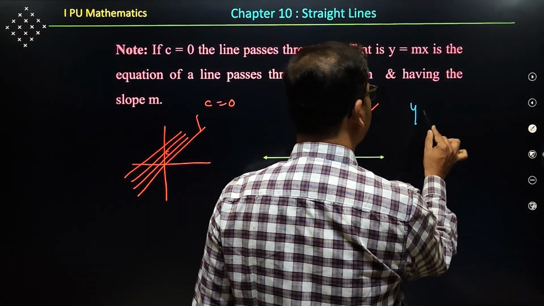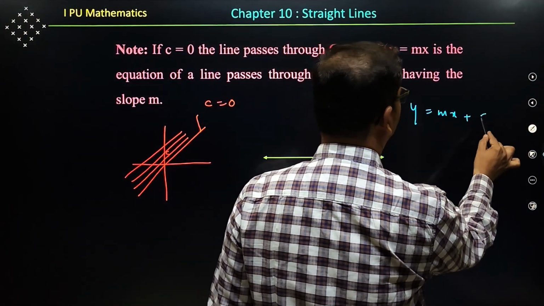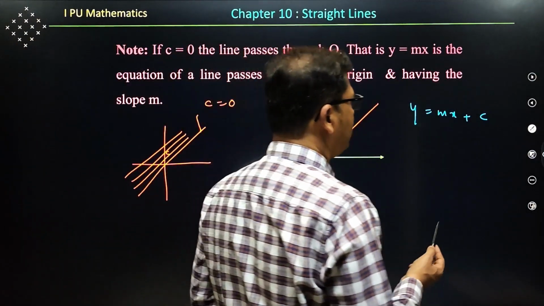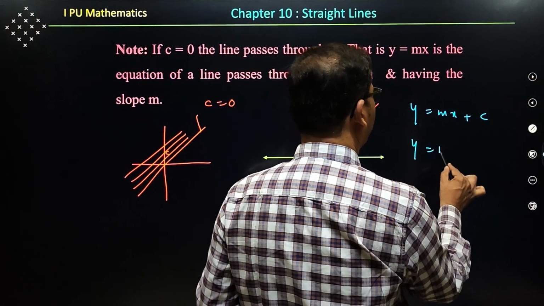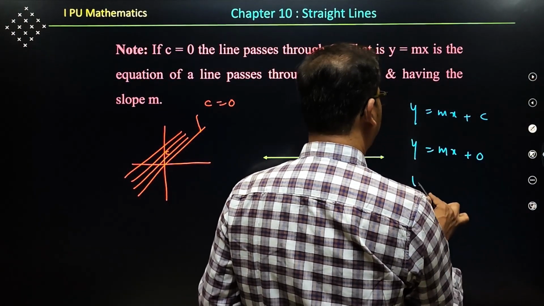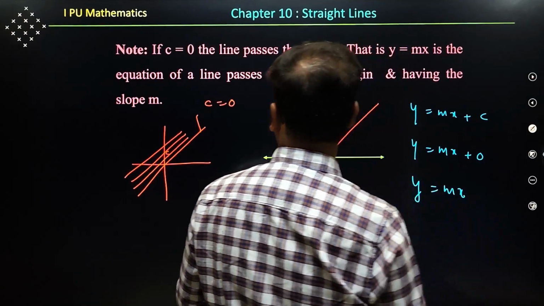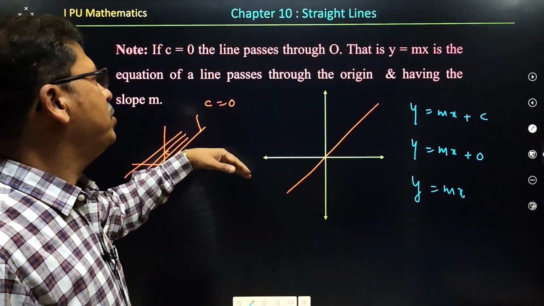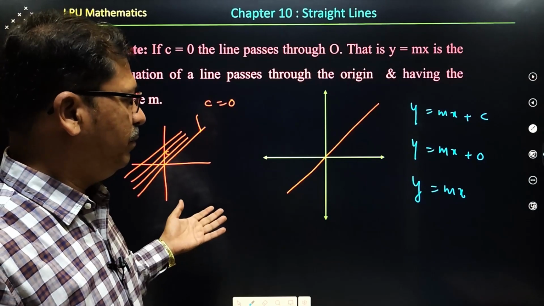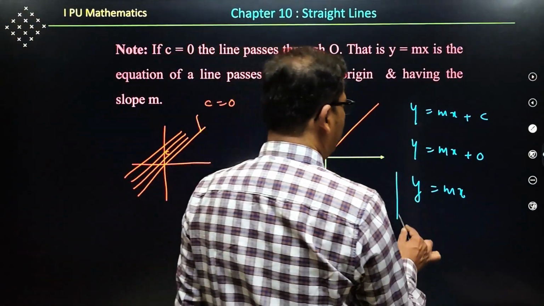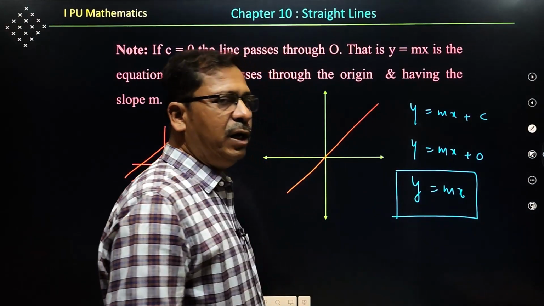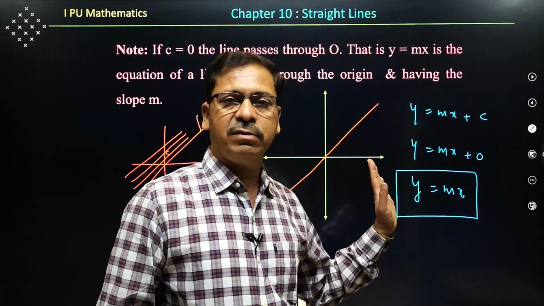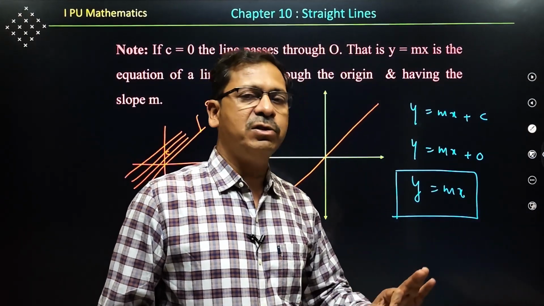Y is equal to Mx plus C is your basic formula. If it has the Y intercept as C and the slope as M, Y equal to Mx plus C is the equation. So when C is equal to 0, it becomes Mx plus 0. So Y is equal to what you are having here? Mx. So Y equal to Mx is the equation of a line that passes through the origin and has the slope M. Got it? If the equation has the slope M and it passes through the origin, then its equation becomes Y equal to Mx, only when it passes through the origin.